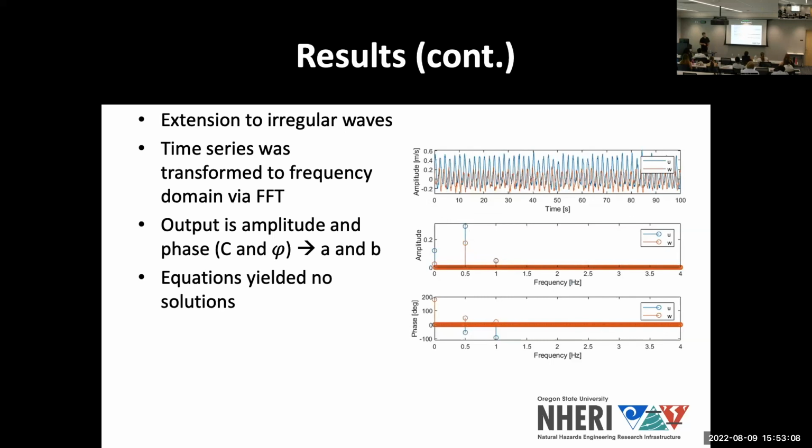As for the extension to irregular waves, it's still incomplete. The top figure on this side here is an irregular wave. As you might notice, it's not symmetrical about 0. So that means fitting the linear wave theory equations is not going to work. We have to go through that fast Fourier transform process I outlined earlier. And MATLAB naturally outputs the amplitude and phase, or C and phi from that equation earlier. We can convert that to A and B through trigonometric identities. But despite having enough equations for the unknowns for irregular waves, those equations yielded no solution.